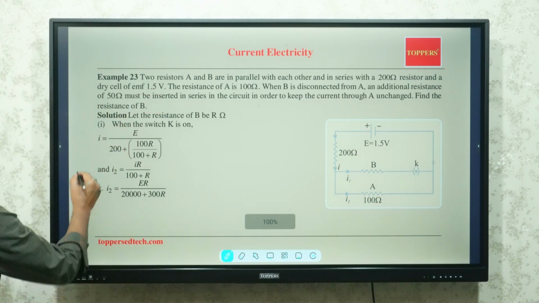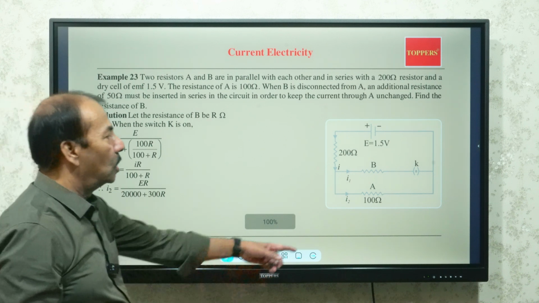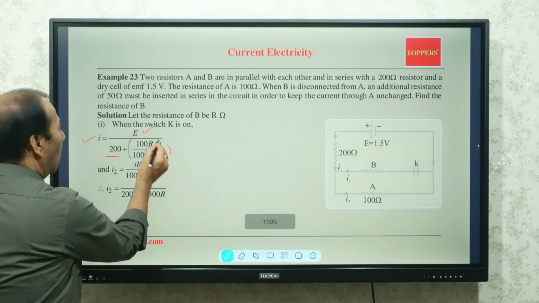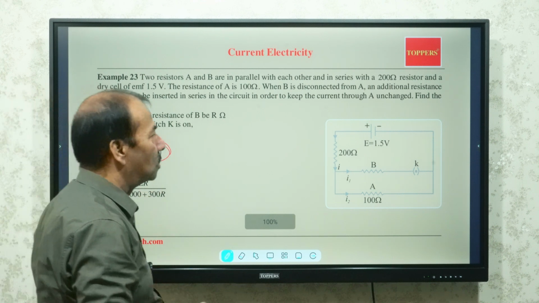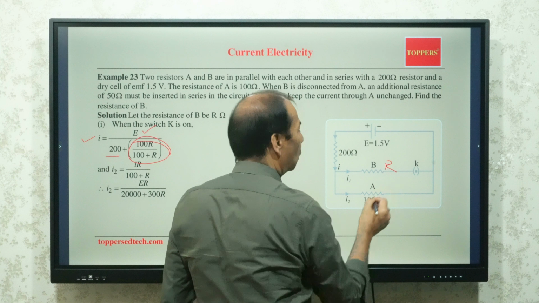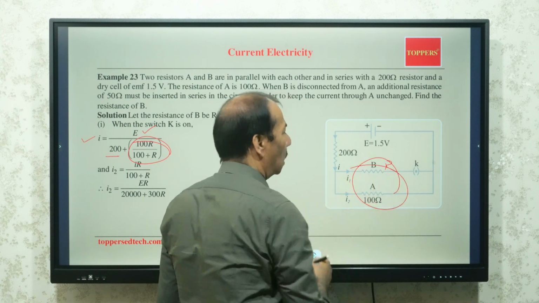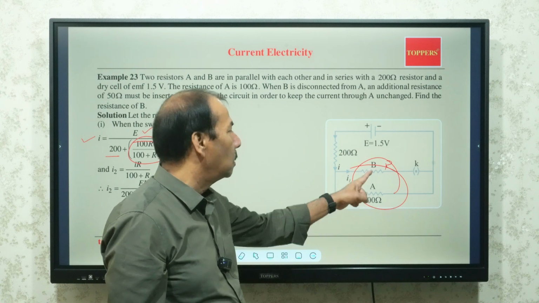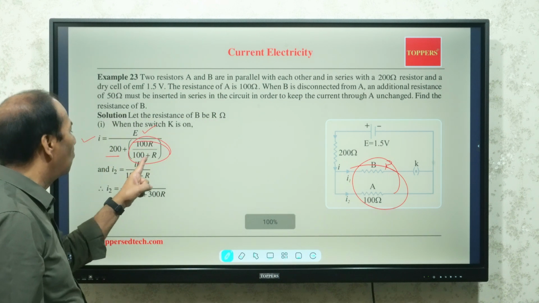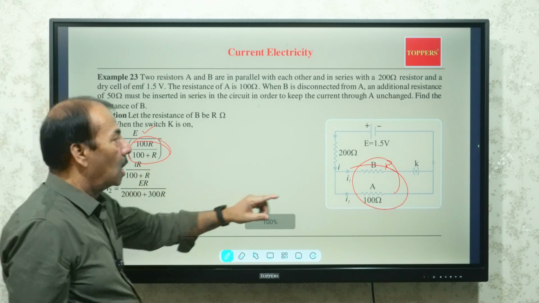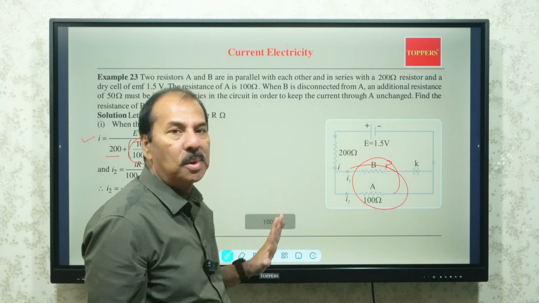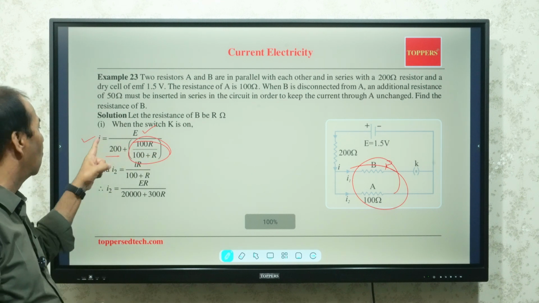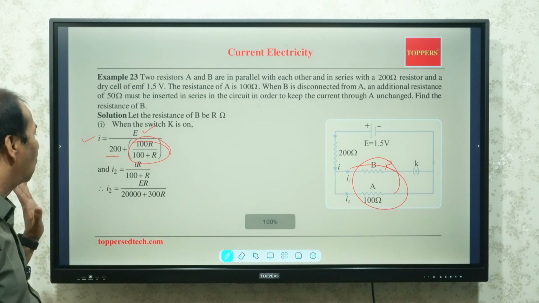Suppose the net current flowing is E upon 200 plus this. Why 200 plus this? Because if the resistance of B is R, then these two are in parallel, so the equivalent is 100 into R divided by 100 plus R. This entire combination is connected in series with 200 ohm, so the equivalent is 200 plus 100R upon 100 plus R. So the current I will be E divided by this.